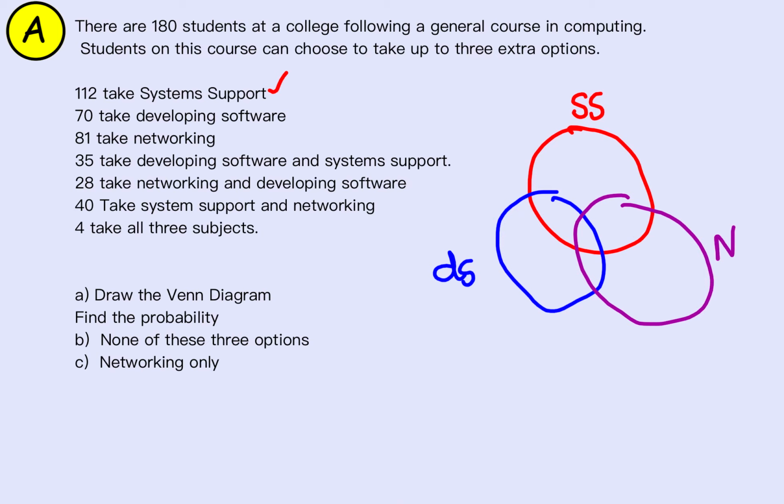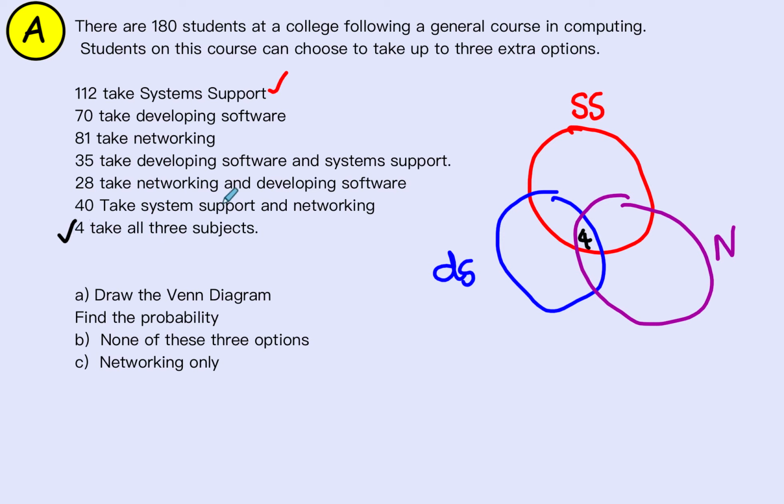Okay, so where I'm going to start off is actually right at the bottom, where 4 take all 3 subjects. So if we talk about 4 take all 3 subjects, we're referring to this part of our Venn diagram. So I'm going to put a 4 there. And then we're going to work our way up. So I can tick this one off.